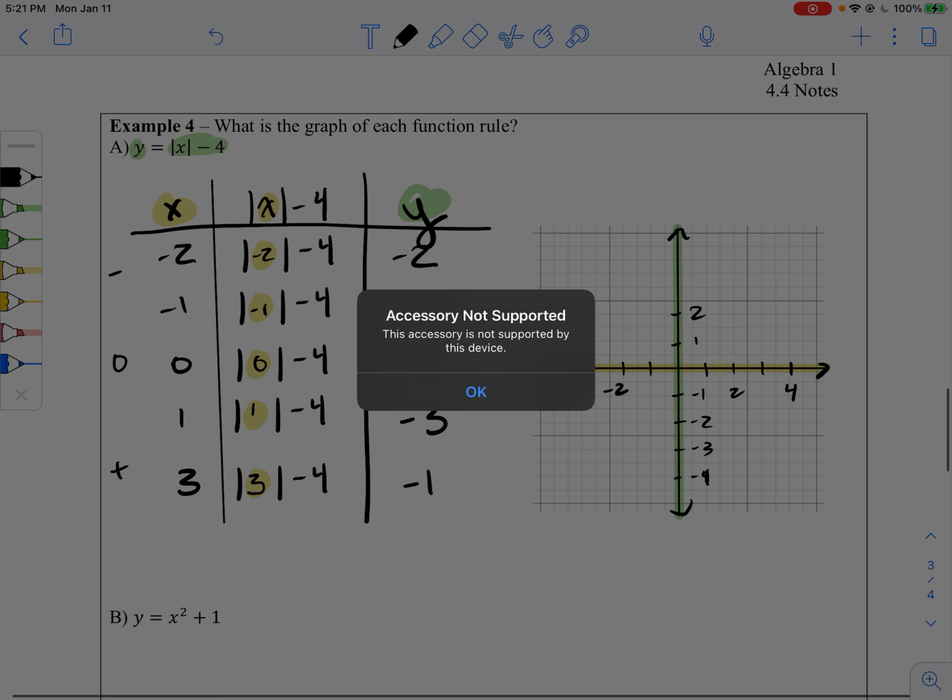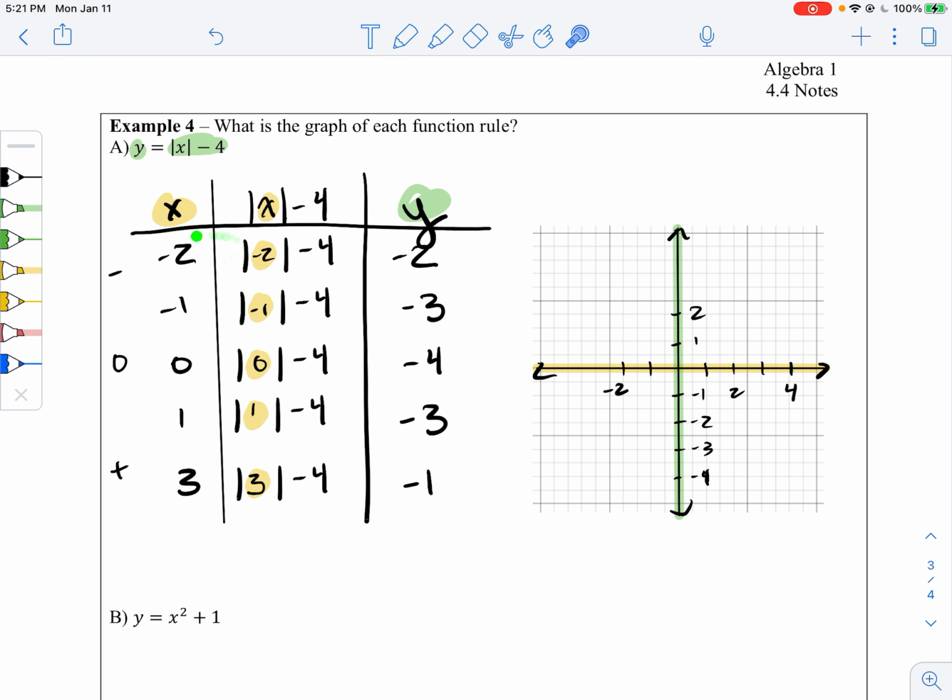Okay, now we look at our points. When x is -2, y is -2, so we have -2, -2. Goes right there. Next, when x is -1, y is -3, so go over -1, down -3. Radical. And then 0, -4: over 0, down -4.